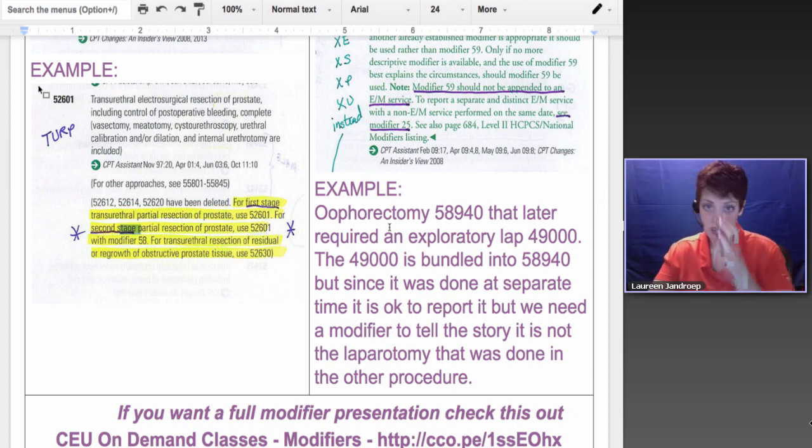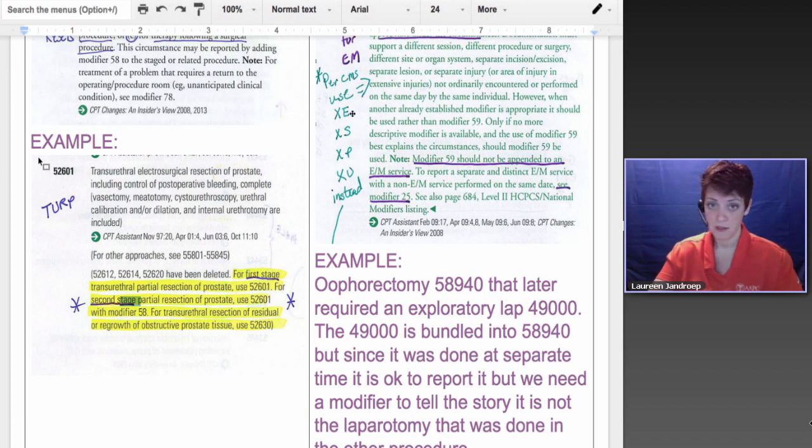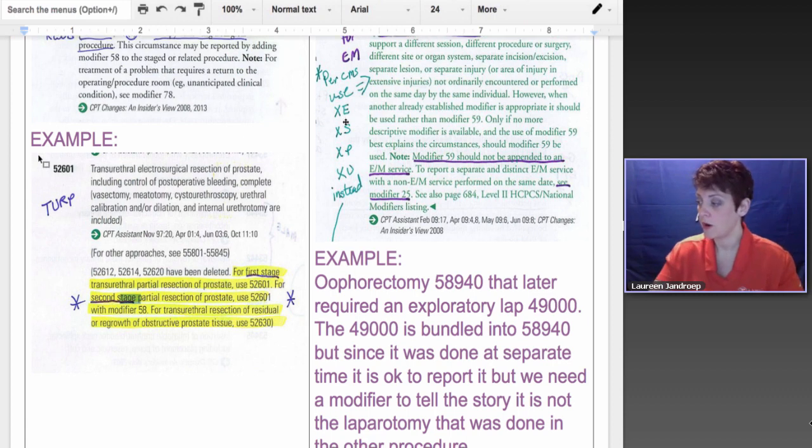Now, someone in the chat was asking about these X modifiers. We went over that a couple webinars back, and we actually posted some information about that on the discussion board. I put the link in the chat, but per CMS, we are to use these new X modifiers, XE, XS, XP, XU, instead of modifier 59 if they apply. So be aware of that and check out our website for more info on it.